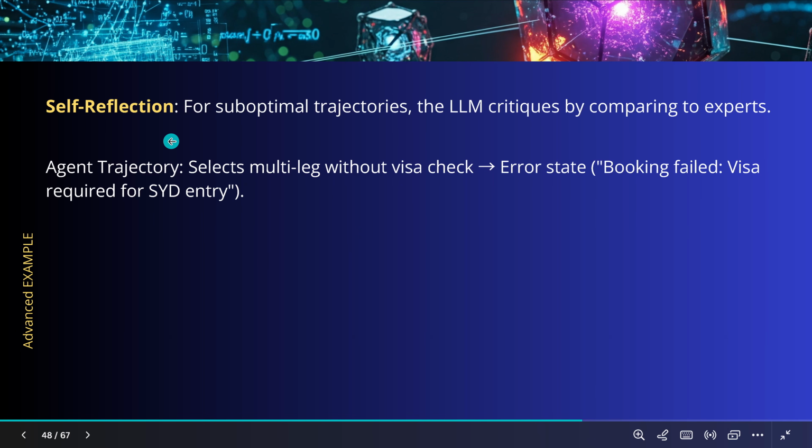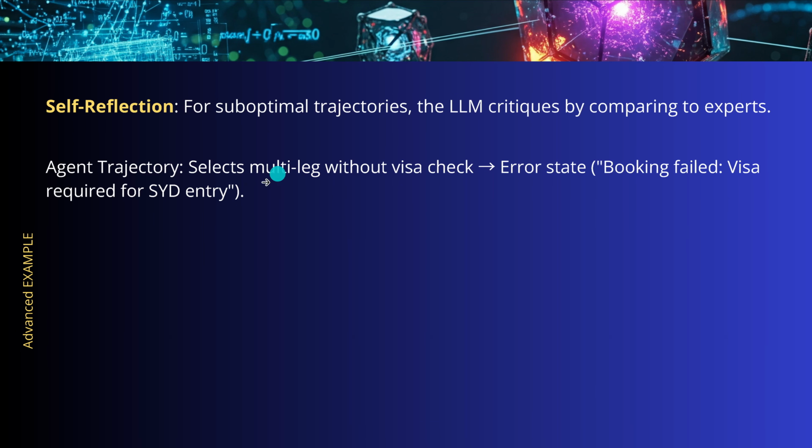And then you remember, EE has the second part, self-reflection. So for any suboptimal trajectory, the LLM now critiques it by comparing it to the human expert. The agent trajectory selects a multi-leg route without a visa check. And you get an error because the booking failed, because a visa was required, let's say, for the entry to Sydney.